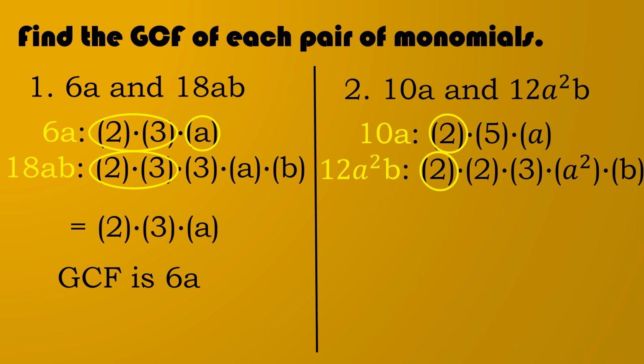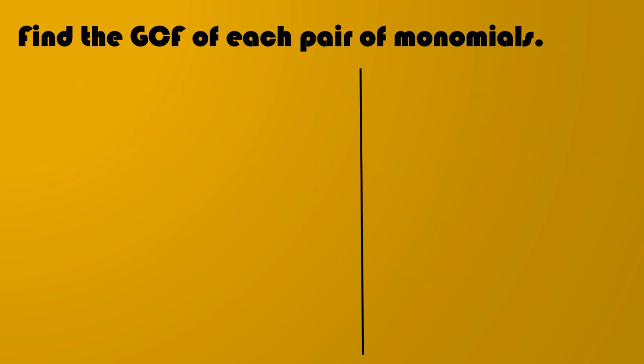Going back to our example, a is the only common variable and 1 is the lowest degree. This will give us the GCF, which is 2 times a, or simply 2a. Great job! Here are other examples. Let's answer them in detail.